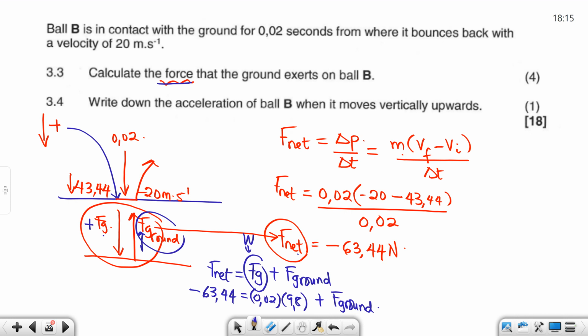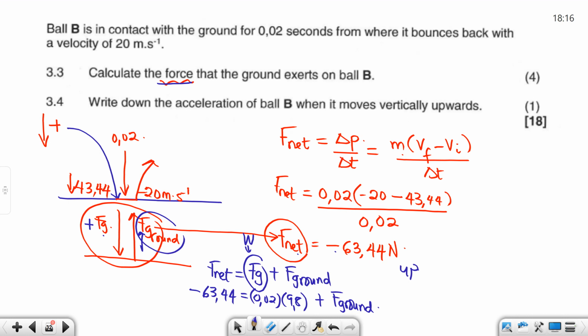It was the same concept. That's why the ball bounces back. The force that the ground exerts is larger. That's why the ball goes back in the other direction. The ball will accelerate in the direction of the net force. Do you see how the force is negative? Which means what? Up. So the ball goes back up.